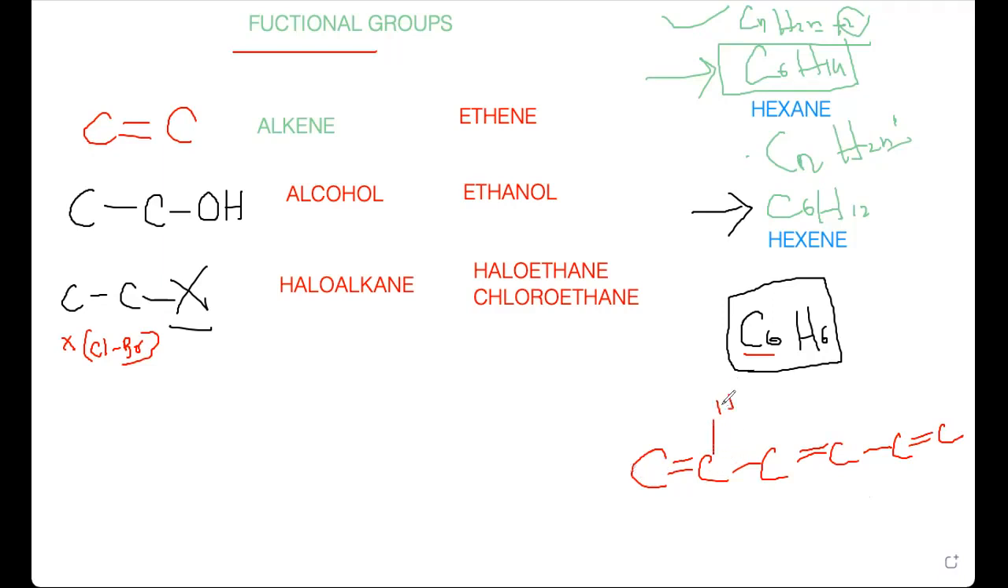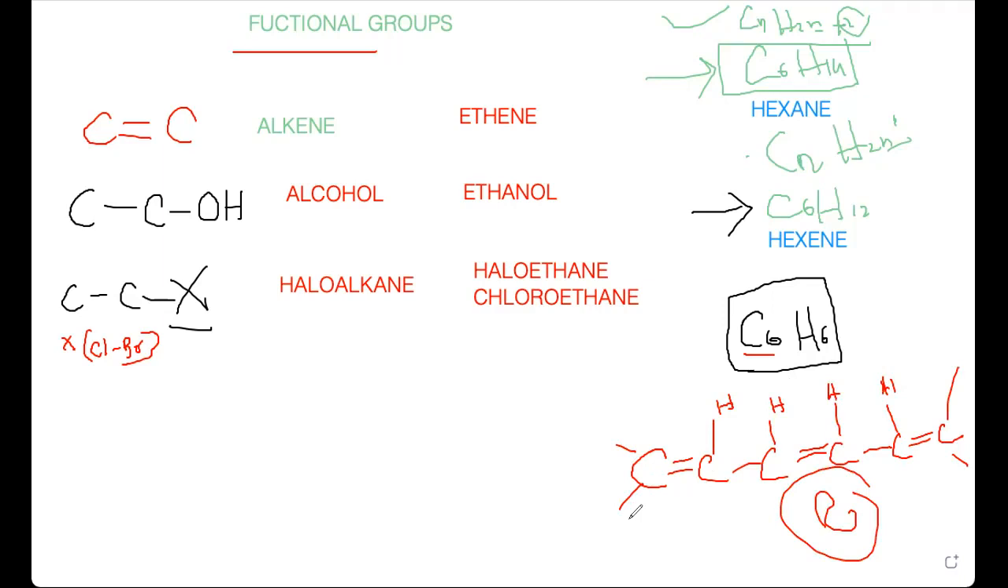Here we need 1 hydrogen. Here we need 1 hydrogen. Here we need 1 hydrogen. And here we need 1 hydrogen. Okay. What about the last carbon? It needs 2 hydrogens. Both the corner carbons need 2 hydrogens. So 8 hydrogens should be needed here still.